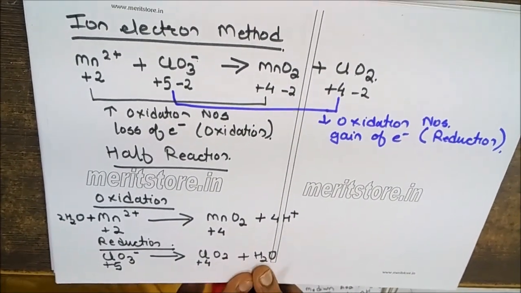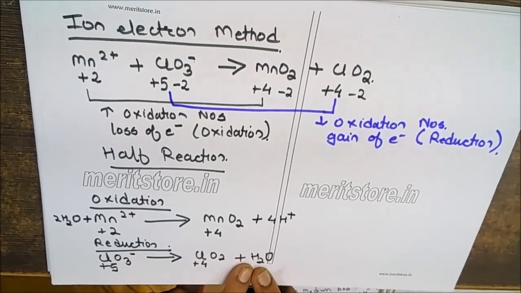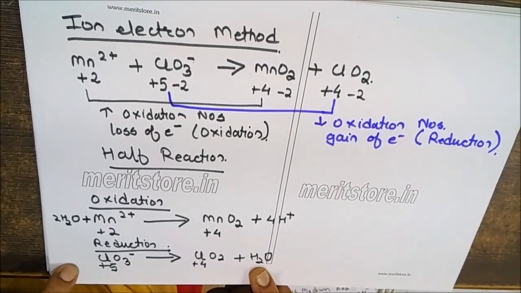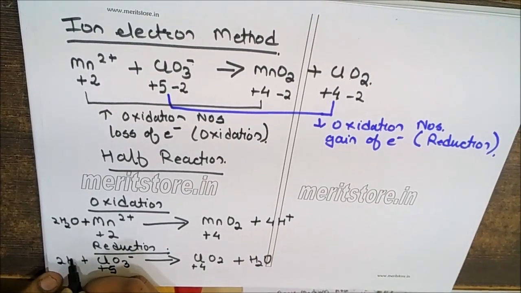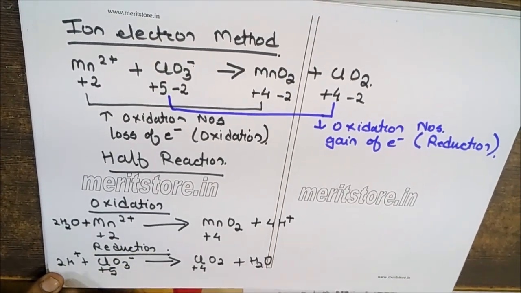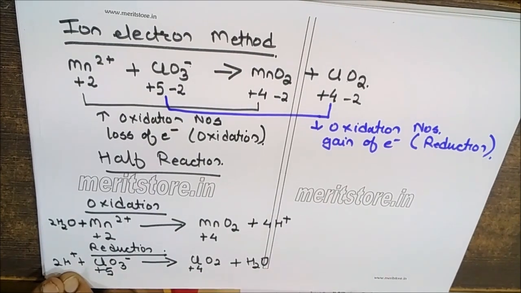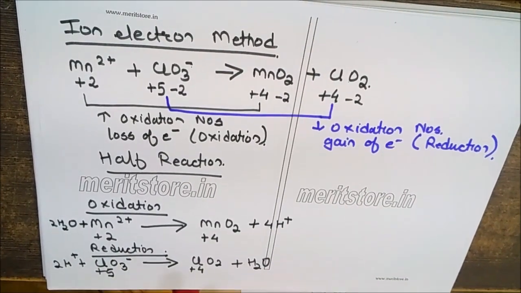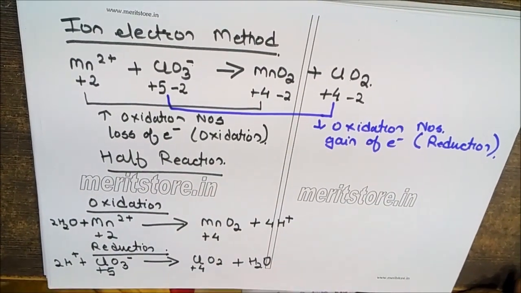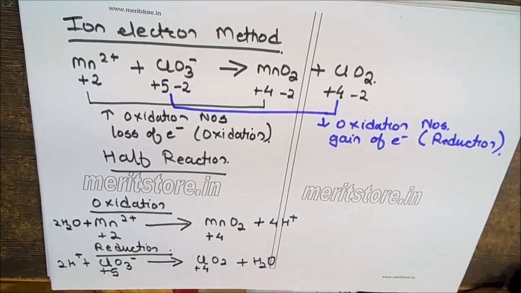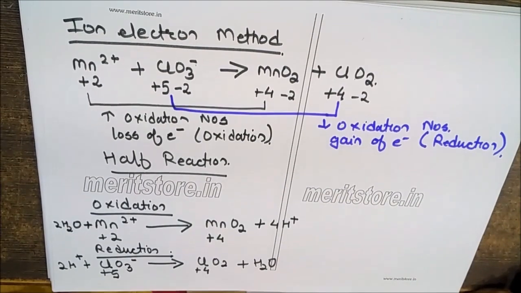Let's look here. There are 2 hydrogen atoms on my right hand side and here there is none. So I will have to add 2H+ on my left hand side. Okay, so now I have balanced it for each atom, as well as for the oxygen and the hydrogen. Your next step says you have to balance it for charges.